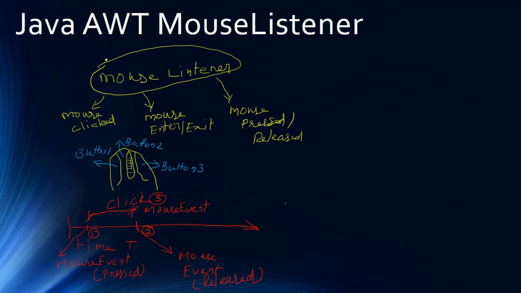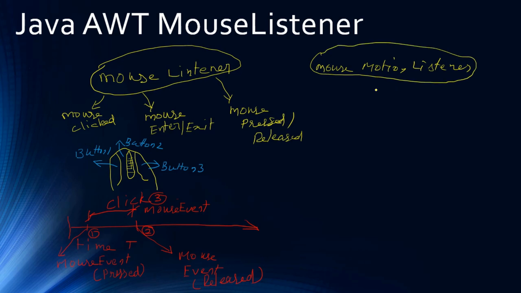Now we will think about the mouse motion listener. We looked at mouse listener previously. Now it's a mouse motion listener. The mouse motion listener can track, so this will also produce the mouse event during the mouse movement. There are two kinds of movement. One is mouse move, and another one is mouse drag.